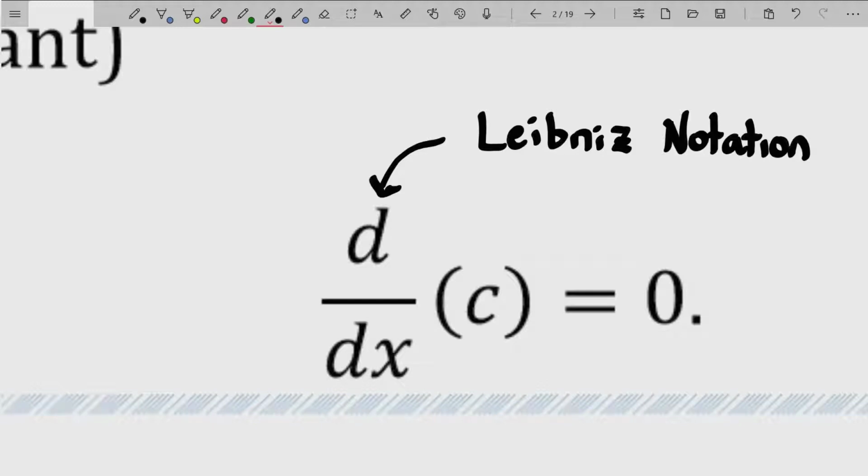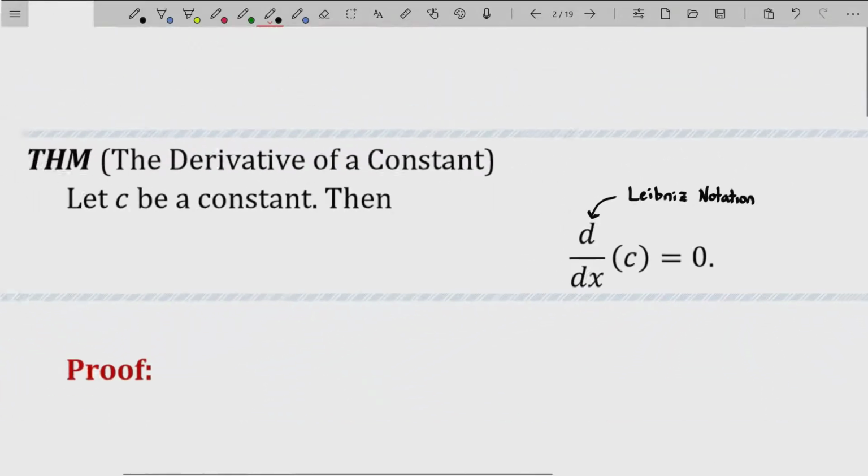You need this notation for future and more powerful examples. When we get into something called the chain rule, it's very powerful. And then all throughout higher level calculus, multivariable calculus courses, and differential equations, you have to have that notation down. So we might as well just start it now, right? This means the derivative with respect to x of a constant is 0. So let's go ahead and prove that statement.